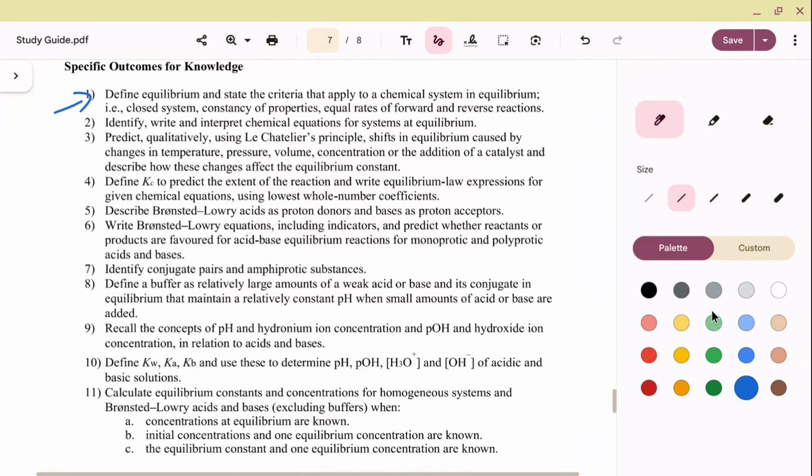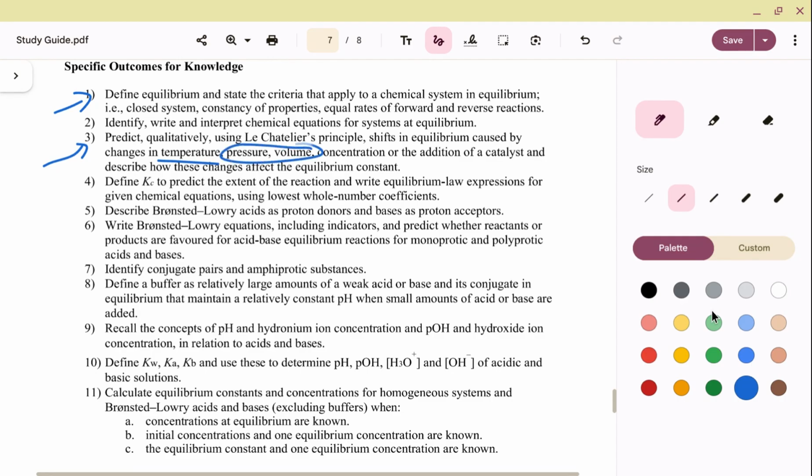The next part is being able to write and interpret chemical reactions for a system at equilibrium. So this would also be using that Kc expression. Here, we take a look at understanding shifts. If you have a temperature change, you need to know whether you have an exothermic or endothermic reaction, so we know which way our reaction would move.